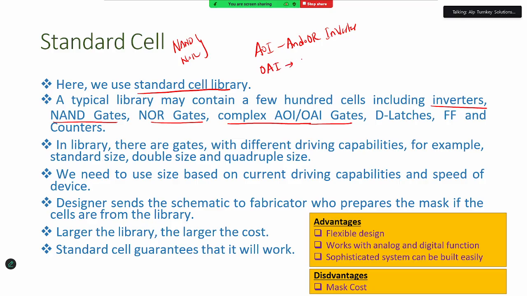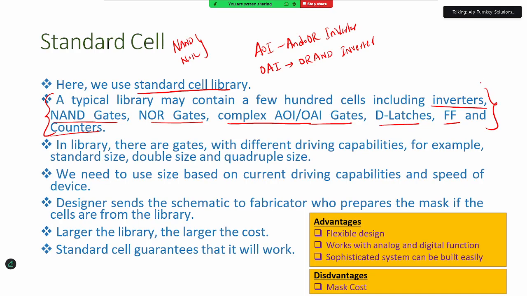OAI is nothing but what? Or and invert. Or and inverter. And D latch, flip flops, and counters. Those are readily available in the standard cell library.